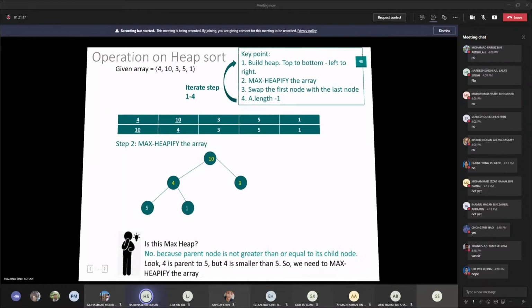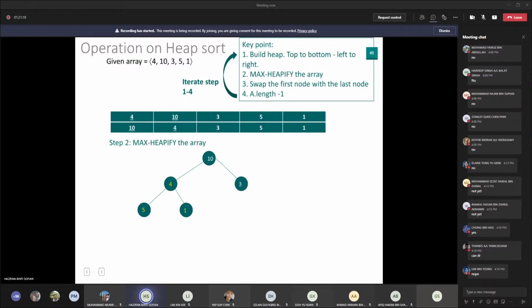This 4, I think you understand the concept. So we will consider recursion back, and we will swap the 4 and 5.